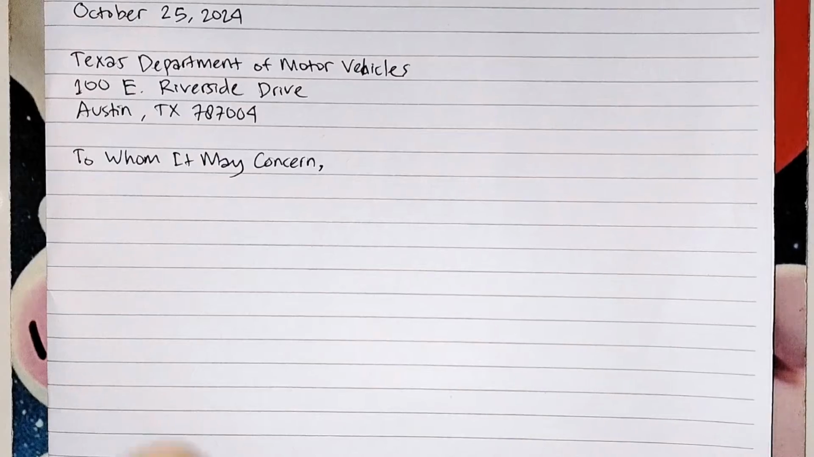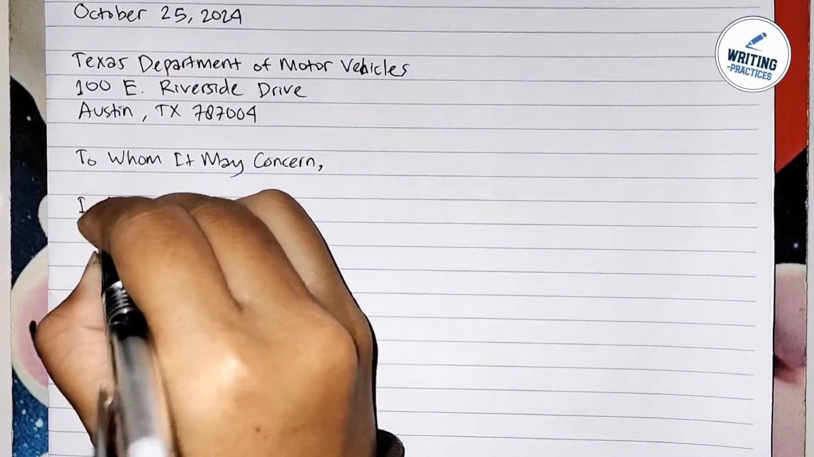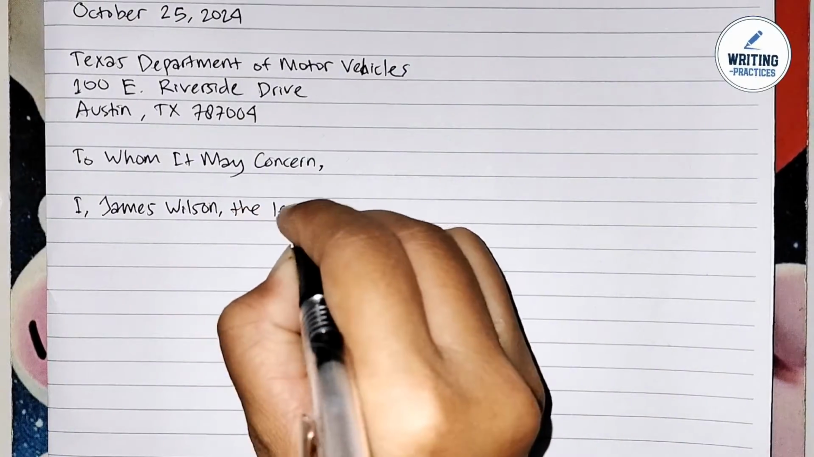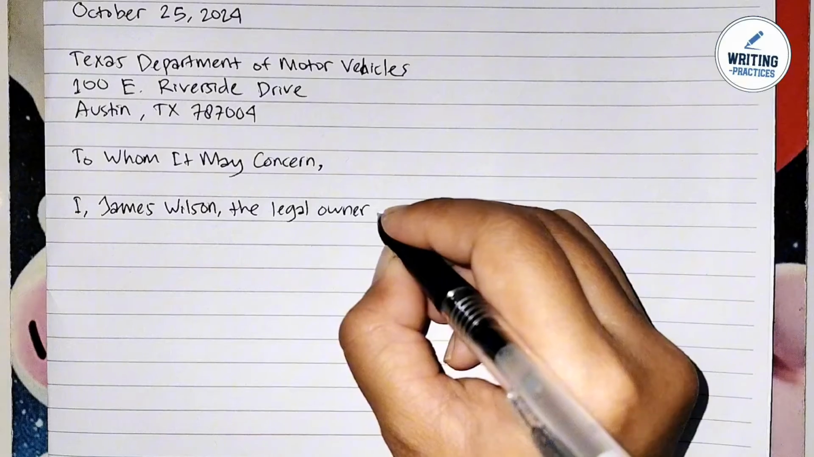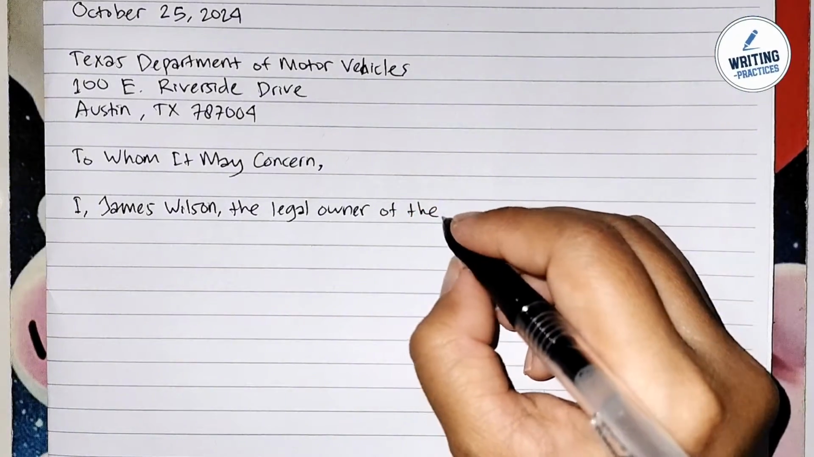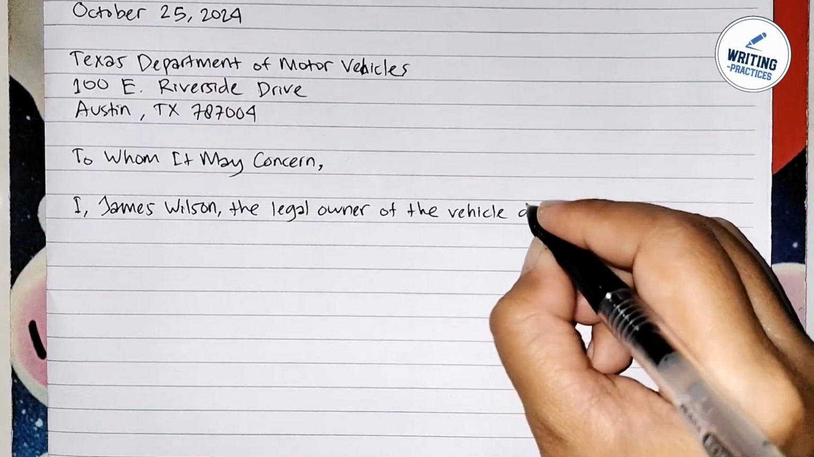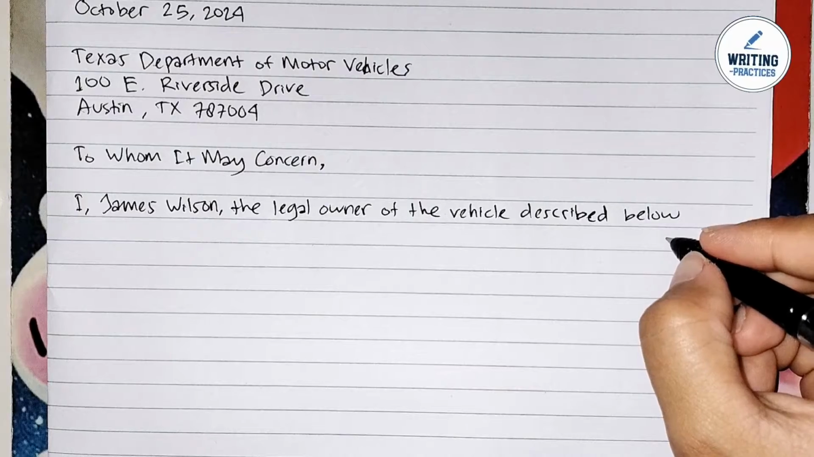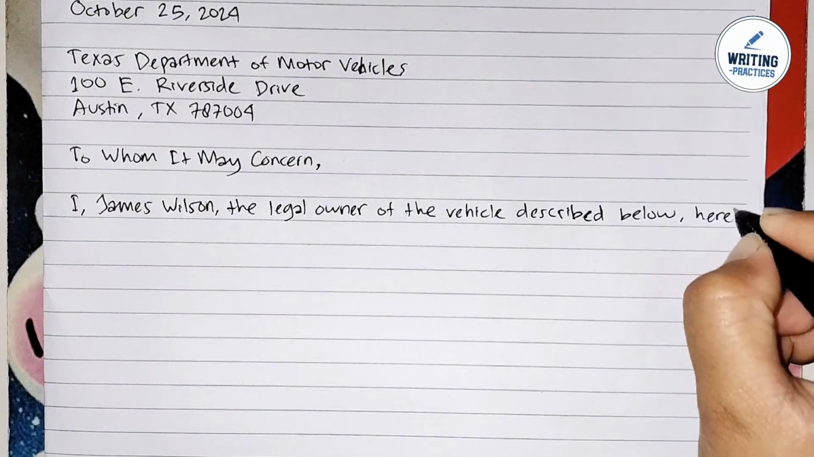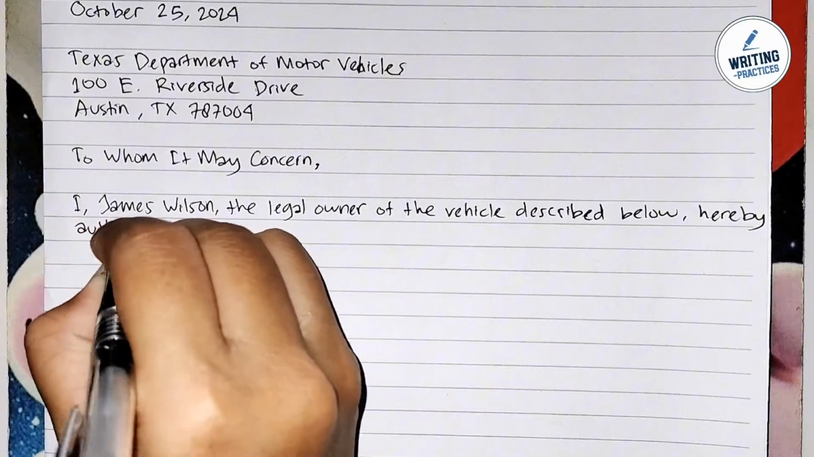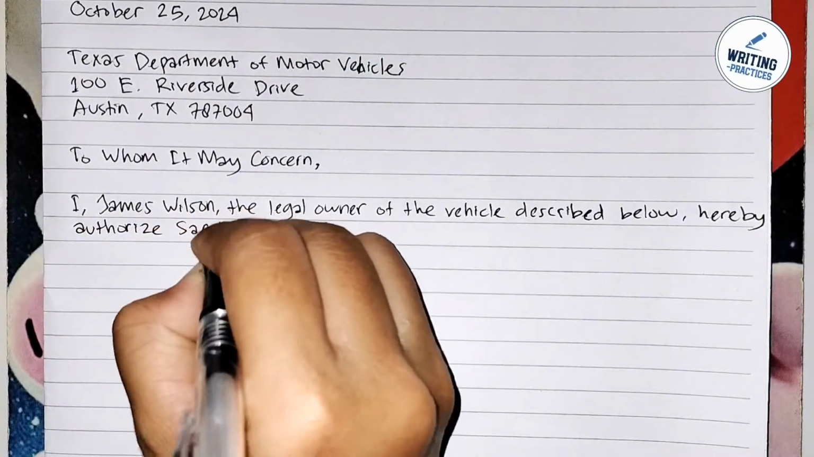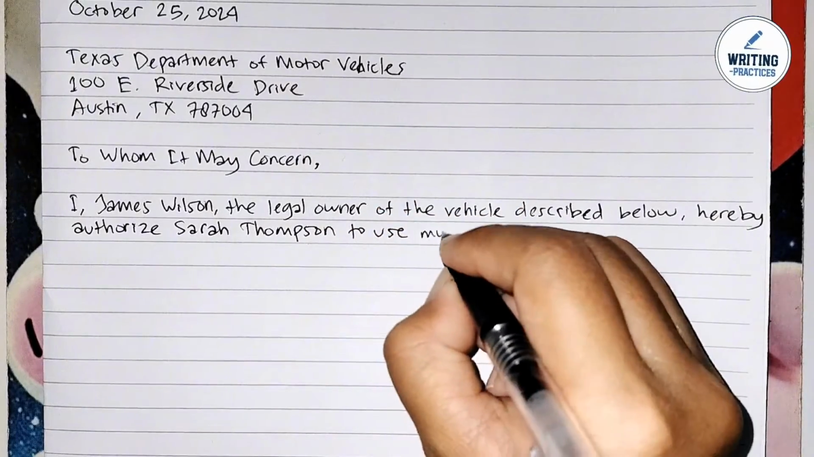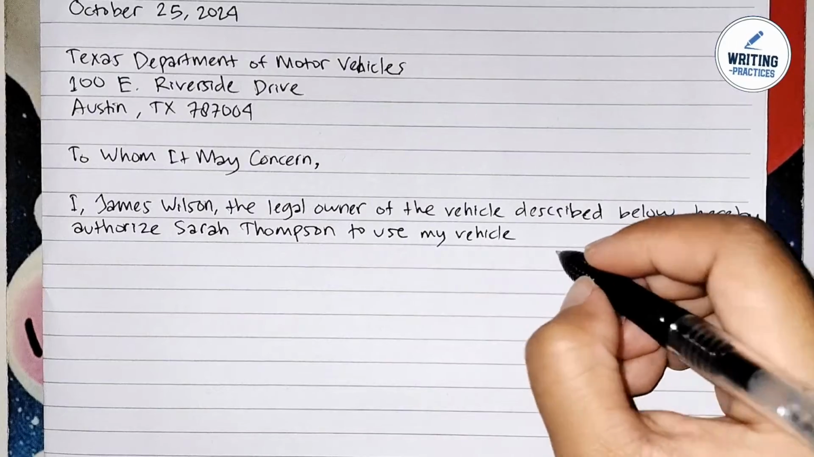may concern." In the first paragraph, this is an introduction part. Here, you can write an introduction of the sender. This should contain a brief statement identifying yourself as the vehicle owner. Along with that, write also the purpose of the letter. You need to write a clear and direct statement of your intent to authorize another person to use your vehicle. This is the example how you write the first paragraph. "I, James Wilson, the legal owner of the vehicle described below, hereby authorize Sarah Thompson to use my vehicle as specified in this letter."